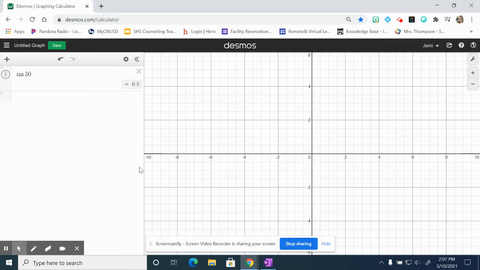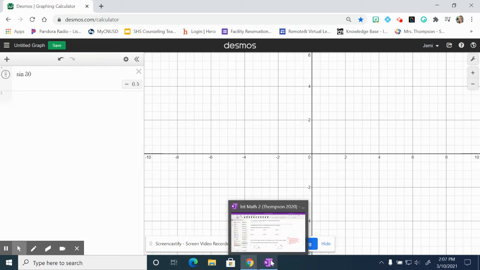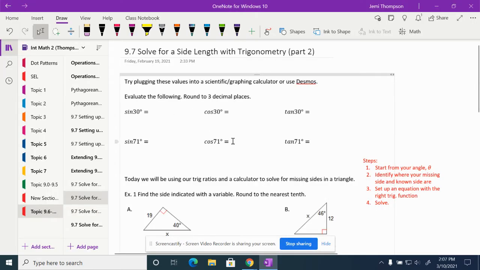Okay, so I'm going to take this 0.5 and I'm going to write it in right here. Now I've got sine of 30 is equal to 0.5. In the directions here, it says round to 3 decimal places. I don't have 3 decimal places here, so I'm not going to fill it in with zeros. I'm just going to leave it at 0.5.